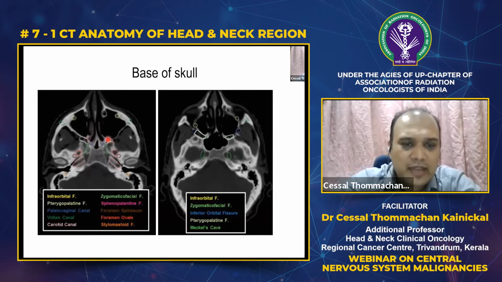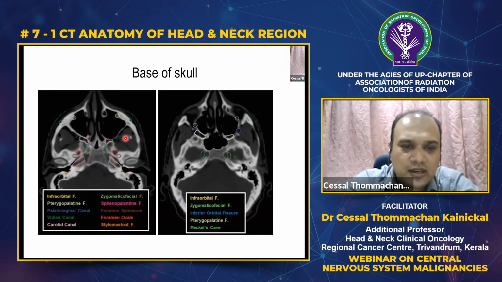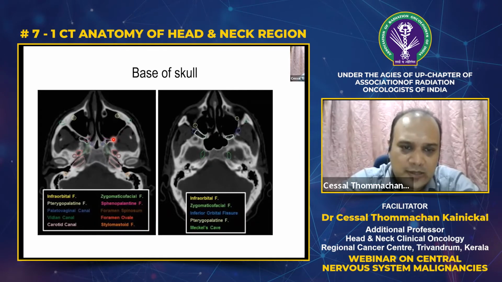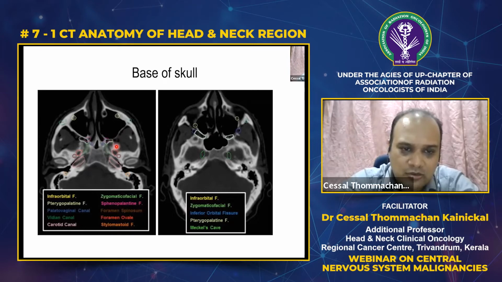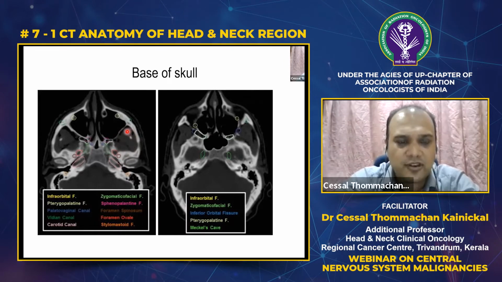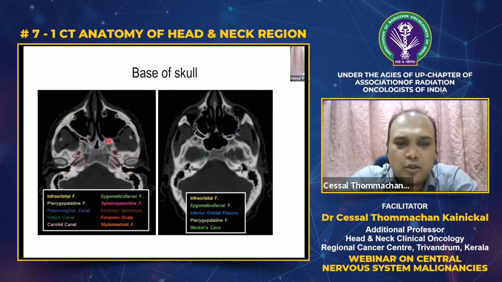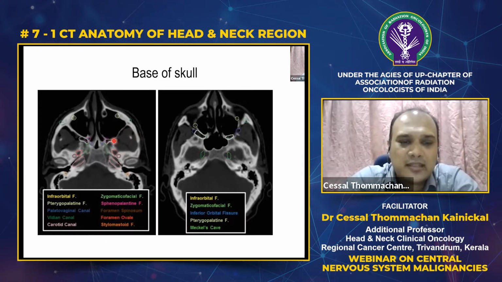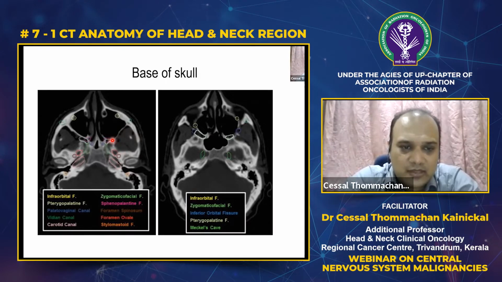Then laterally, the pterygopalatine fossa is connecting to the infratemporal fossa. This is the infratemporal fossa. I will take up the infratemporal fossa later. The infratemporal fossa is lateral to the lateral pterygoid plate, medially bounded by the zygoma, posteriorly the mastoid process, anteriorly the posterior wall of the maxilla. The pterygopalatine fossa communicates with the infratemporal fossa through the pterygomaxillary fissure.